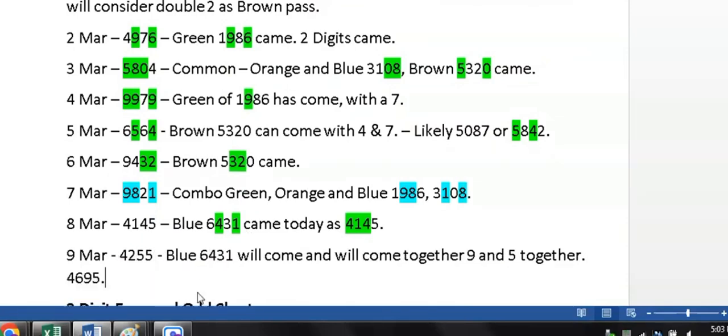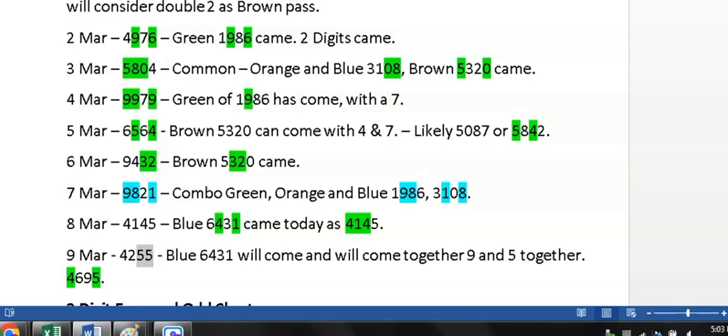Most likelihood of odd sequences likely tomorrow are coming. So instead of an 8, you could look at 3. Instead of a 0, you could look at 5. Instead of a 4, you can look at 9. And you can play 2 itself here instead of a 7.